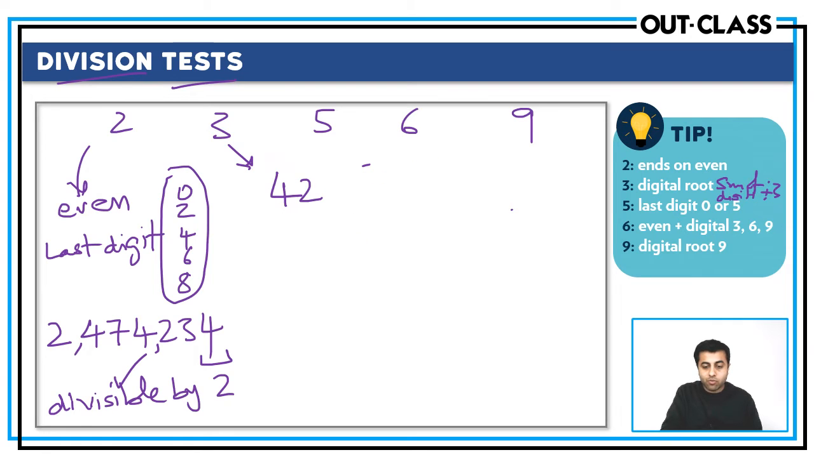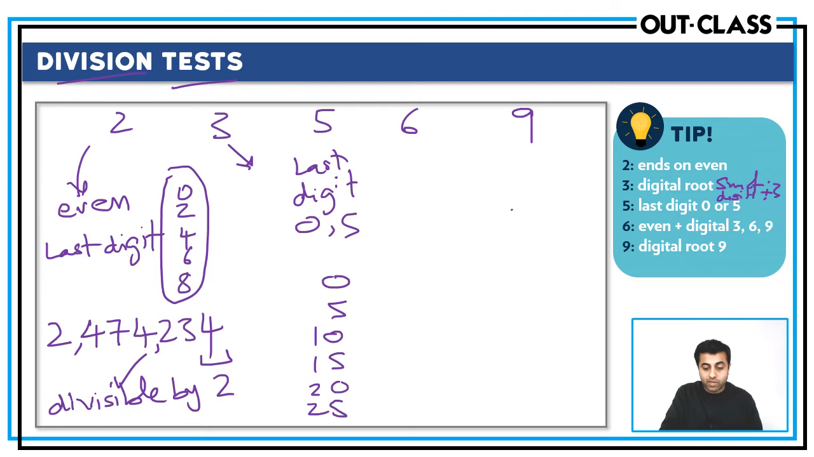And then the next one, 5, I think super simple. Last digit has to be 0 or 5. And why is that? Remember, when we were doing the table, we literally wrote 0, 5, 0, 5, 0, 5. And then if you fill in numbers 10, 15, 20, 25, that's how you get the 5 table. This is just using that logic in reverse.